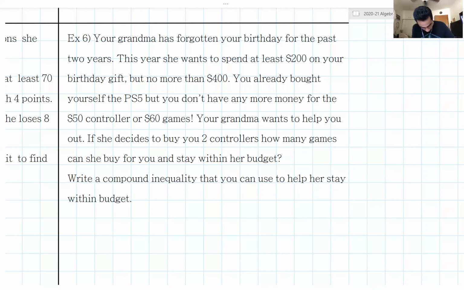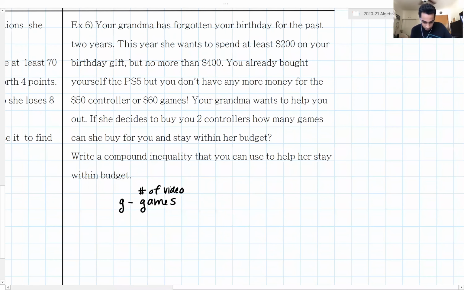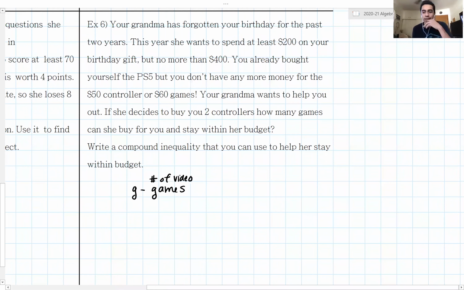All right, so we want G for games. Right, that's the unknown. Number of games, video games. All right. Okay, so let's see what the setup could be. Maybe we can start thinking about what our bounds are. What is the minimum bound and what is the maximum bound? What's the least amount of money she's going to spend and what's the most amount of money she's willing to spend?